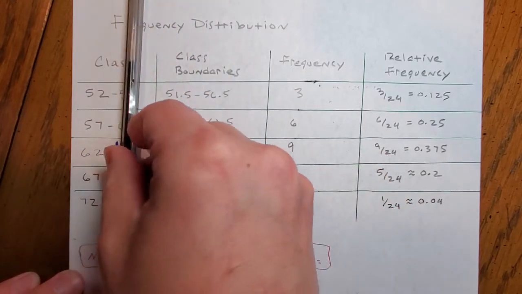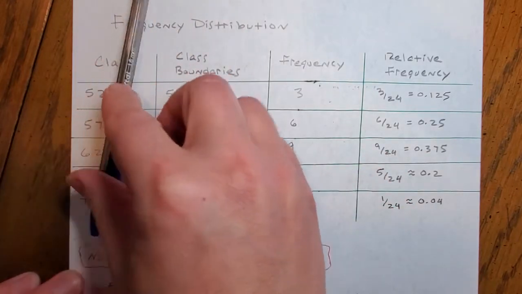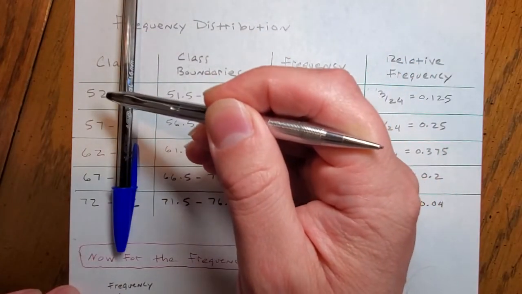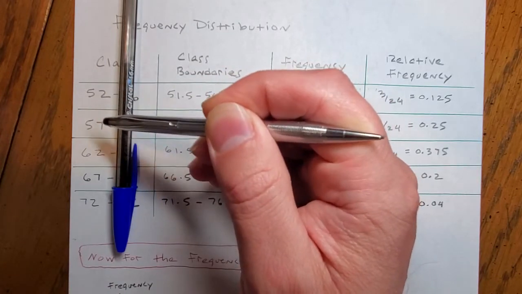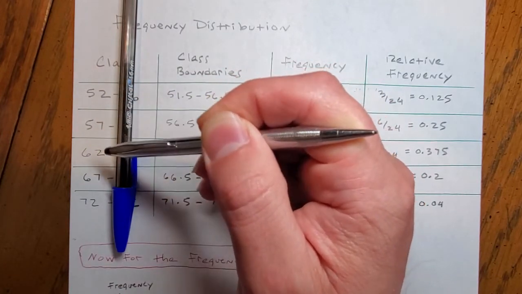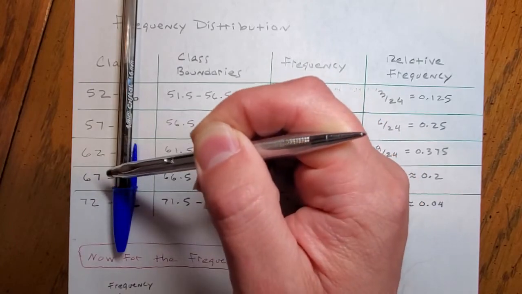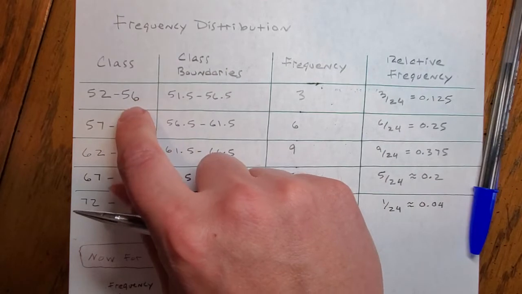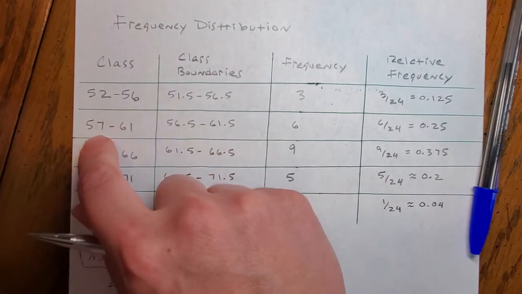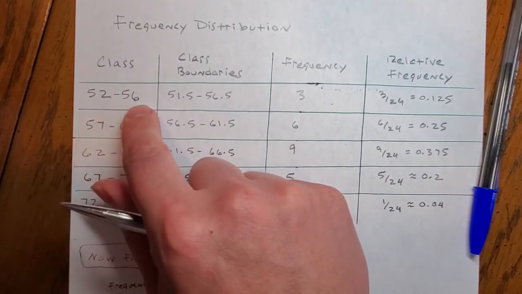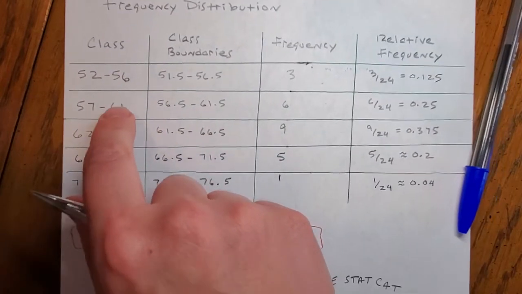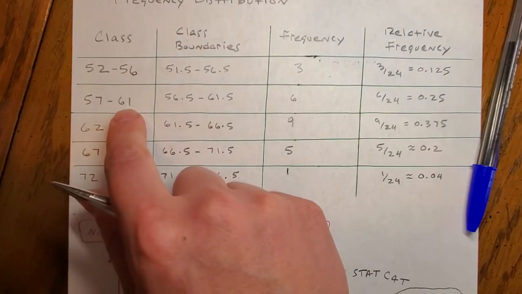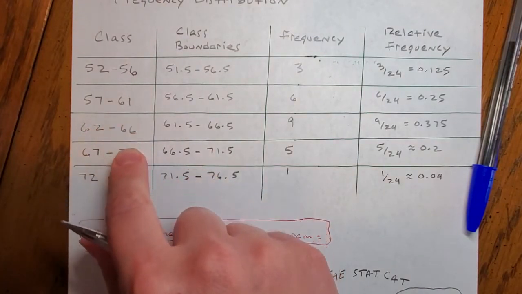Now remember, when I do this, I do the lower class limits first. So I say 52, that's the smallest value in the data set. What if I add 5? 57. What if I add 5 again? 62. What if I add 5 again? 67. I add 5 again? 72. Now, to get the upper class limit, if the next class starts at 57, then this one ends at 56. If this one starts at 62, that means this one ends at 61, and so on.